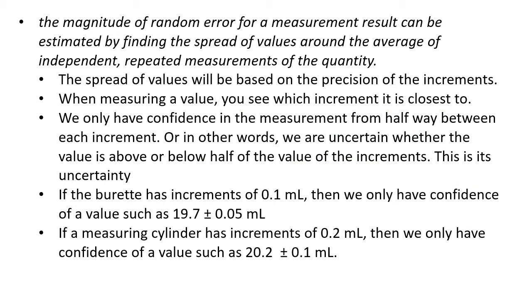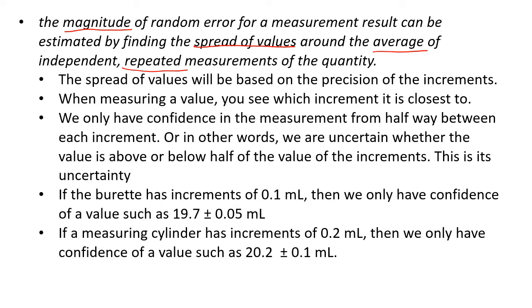Okay, that's also related to the magnitude of random error for a measurement result, which can be estimated by finding the spread of values around the average of independent repeated measurements of the quantity. So it's just about the repeated measurements, so trials. The spread of those values that you measure for those trials gives you an idea of how much random error you have. Okay, so the spread of values will be based on the precision of your instruments.